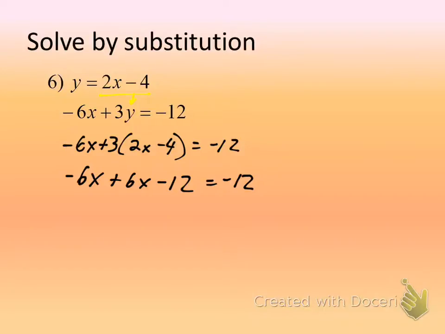They cancel each other out. Negative 6x plus 6x is 0x, better known as 0. Okay? So you are left with negative 12 equals negative 12. You add 12 to both sides, you get 0 equals 0. So what's your answer? No.